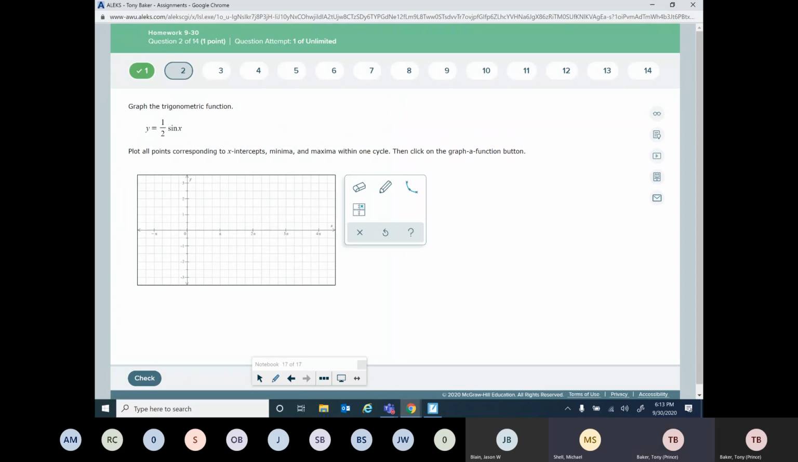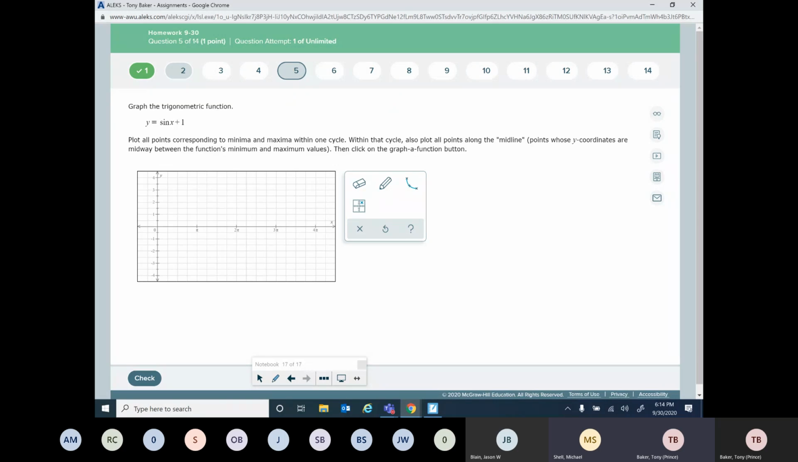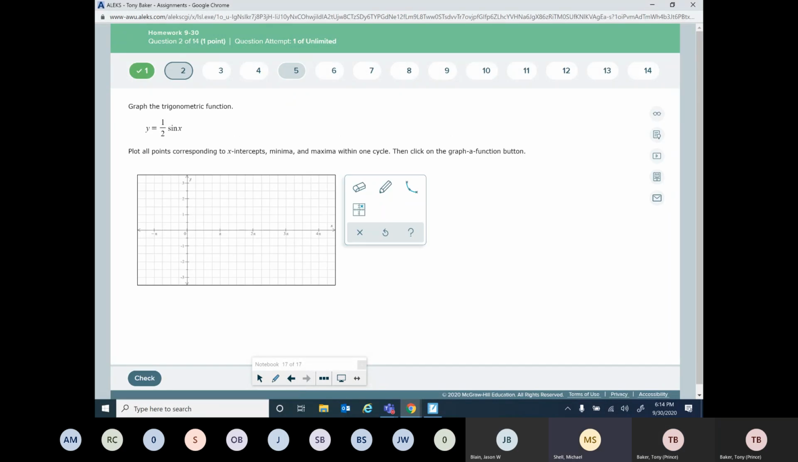All right, so now we're going to start graphing these. We're going to graph these functions very similar to the way that we graph the square root functions. We're going to look for the parent function and then do my transformations. So the parent function for sine of x, we have our x and our y. So we have 0, and they want the minimums and maximums within one cycle.